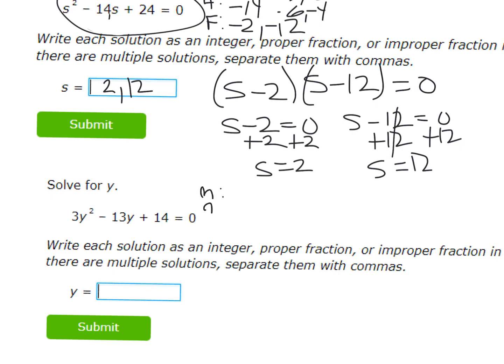Now this is the more challenging MAF. When this number is greater than 1, then this m is not going to be the third number. It's going to be that times that. So 3 times 14 gives us 42. And then the middle term, negative 13, like always. This middle term is always our a. So we got to find the factors of 42 that add to be negative 13.